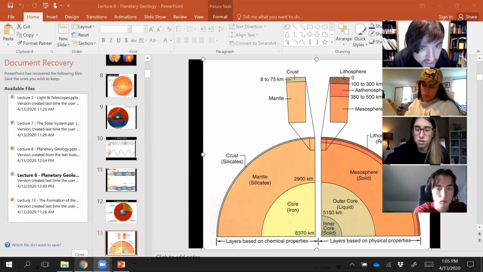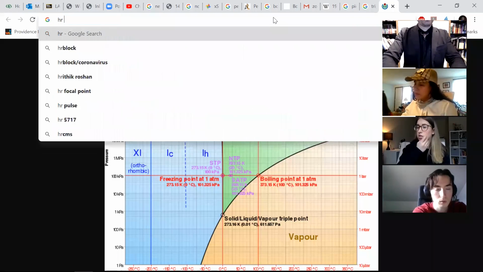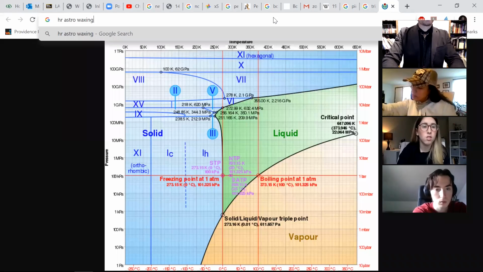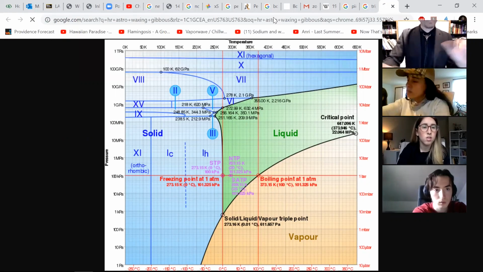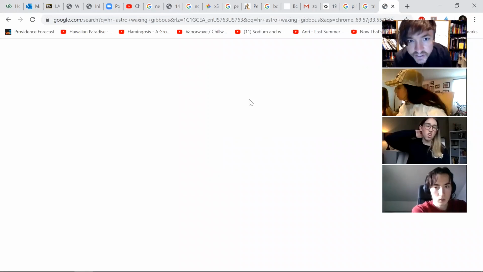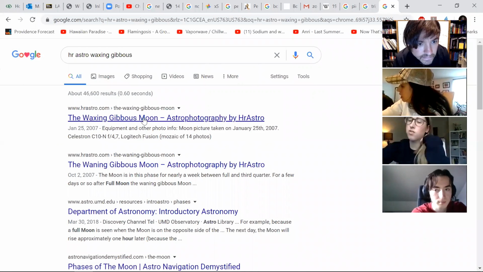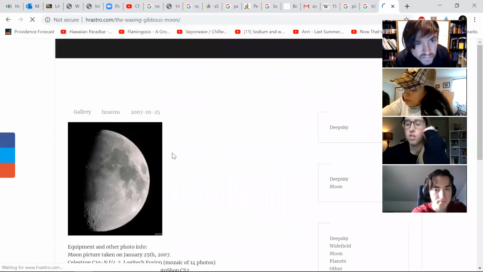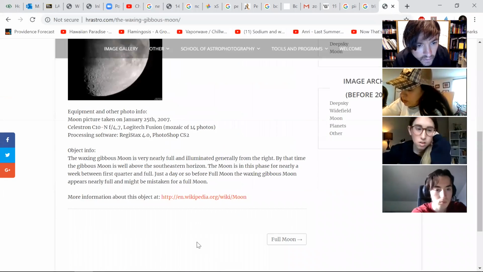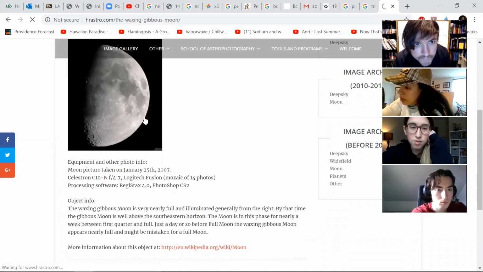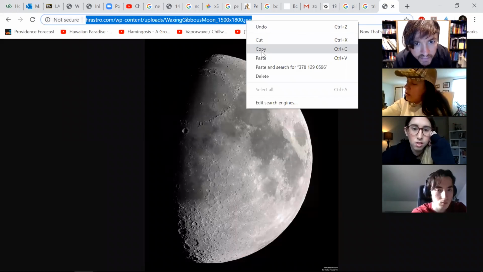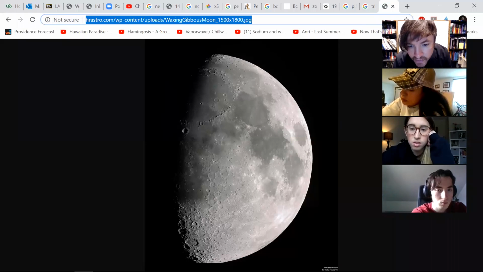But if you want to follow along on the photograph today, let's see if we can find this on the interwebs together. Share screen. If we type into Google HR Astro waxing gibbous, I bet we can find this together. And I can put the link into our chat log here. Lovely. Awesome. Guys, I'm going to put this in the chat log. Everyone call this up.